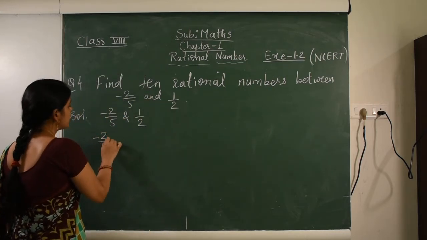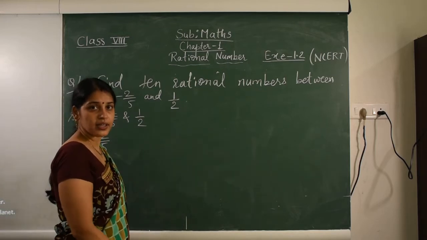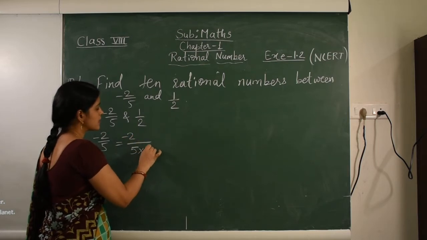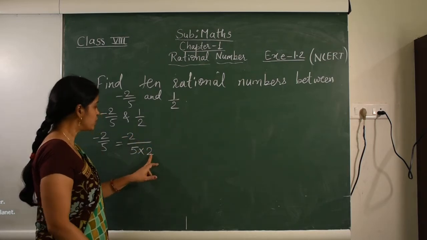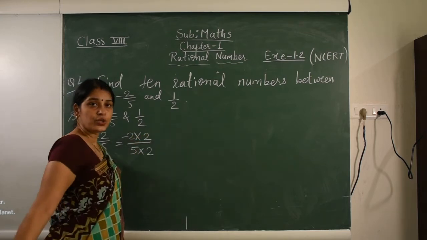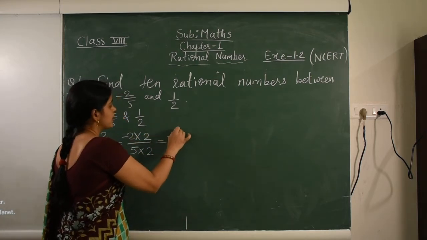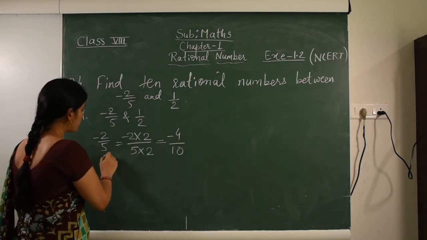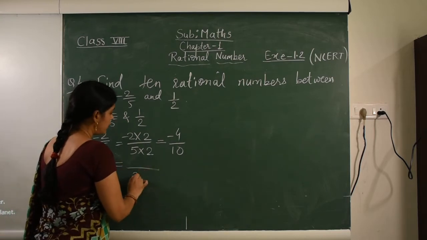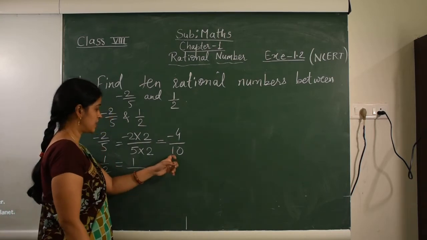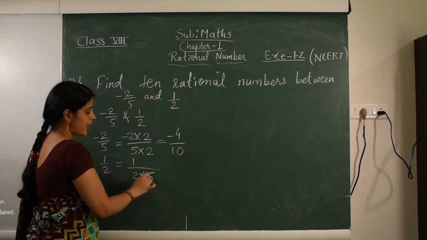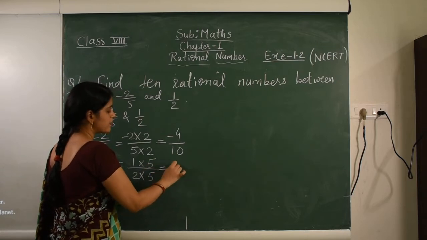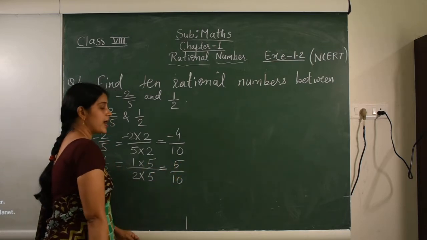So we solve it. First we take minus 2 upon 5. Now in the 5 table, 10 comes how many times? 2 times. So 5 into 2. Then 2 into 2 is 4 and 5 into 2 is 10. Now 1 upon 2. In the 2 table, 10 comes how many times? 5 times. So 2 is multiplied by 5 and 1 is also multiplied by 5. So it comes 5 upon 10.